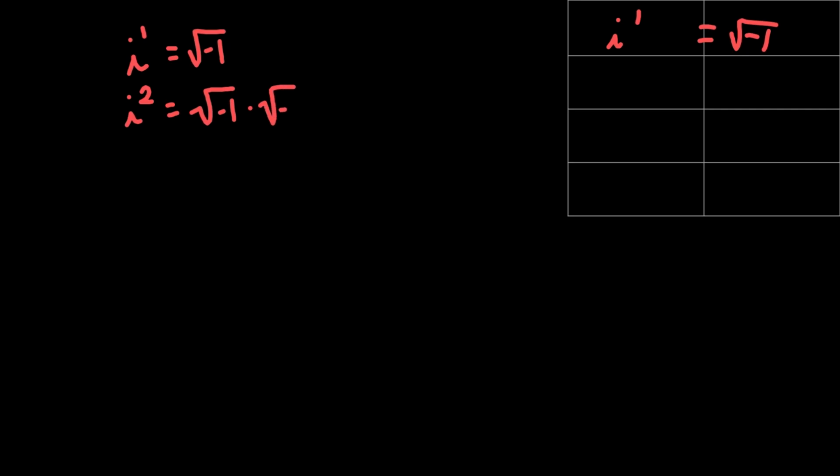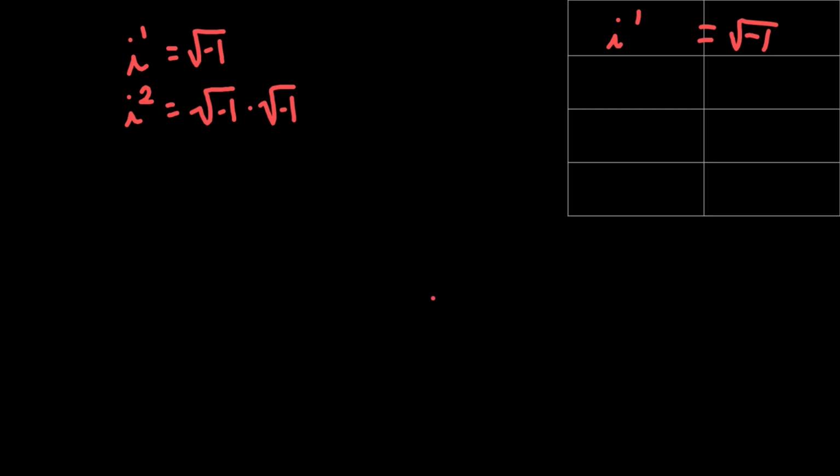So we know that i, or you could write it as i to the first, is equal to the square root of -1. And so I'm going to write this up here because i to the first is equal to the square root of -1. And we'll just leave that here. Now, because we're jumping into the special rules here, what is i squared? Well, i squared is the square root of -1 times the square root of -1.